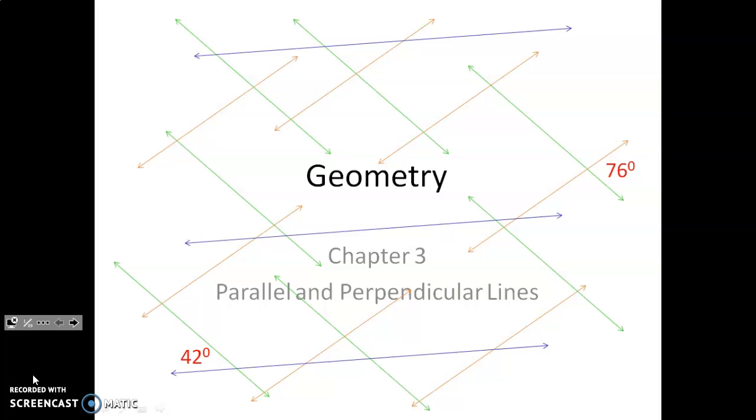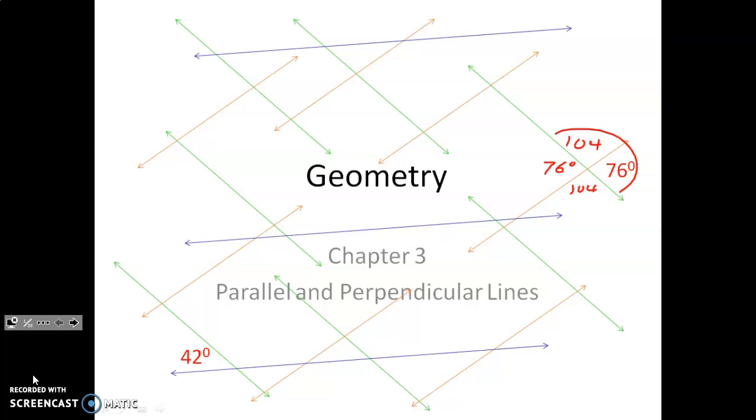With lines that are parallel to each other, one thing we know is vertical angles are congruent, and then we know angles are supplementary. So if this is 76, then we know that this has to be 104 because together they have to equal 180. So this is 104.